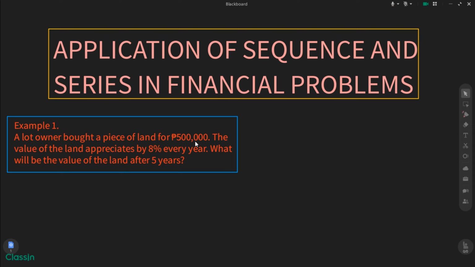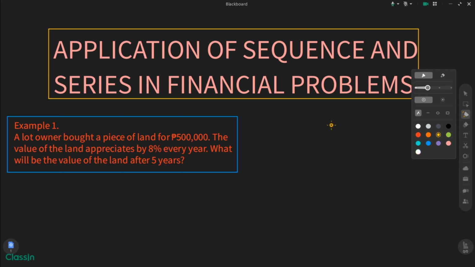So let's do example number one. A lot owner bought a piece of land for 500,000 pesos. The value of the land appreciates by 8% every year. So what will be the value of the land after 5 years? Let's try to do it.